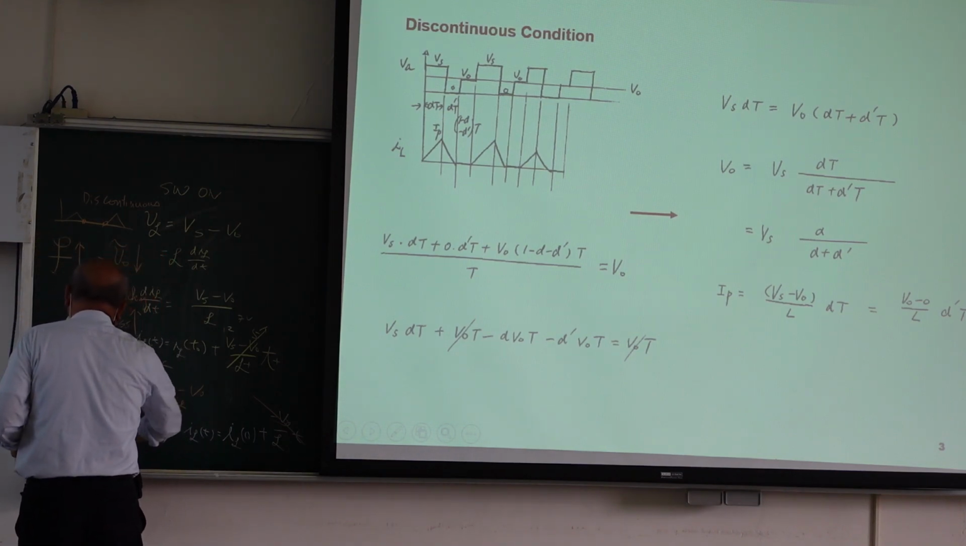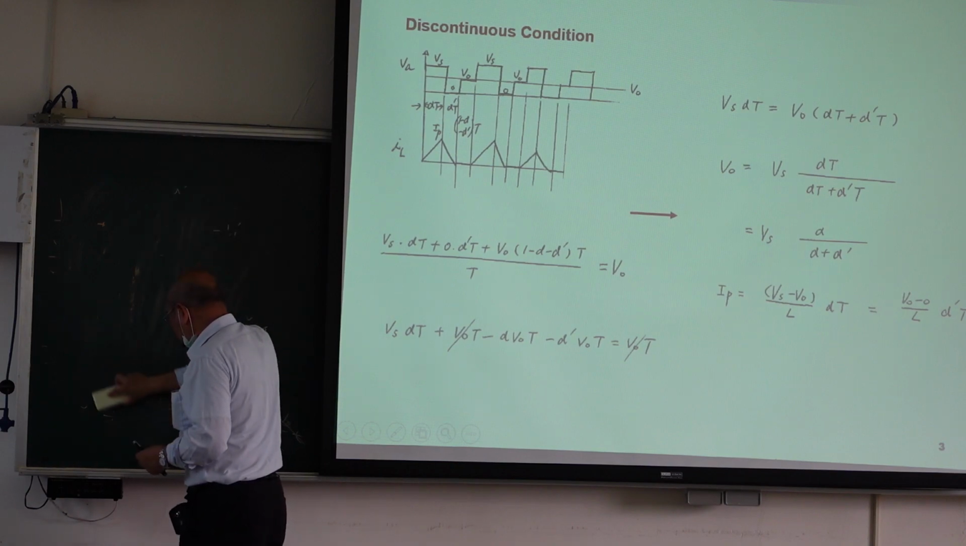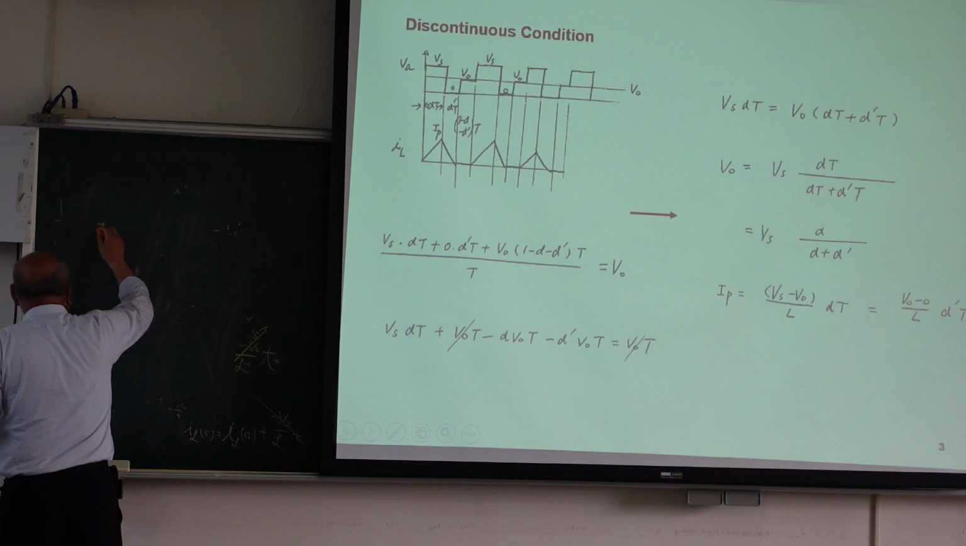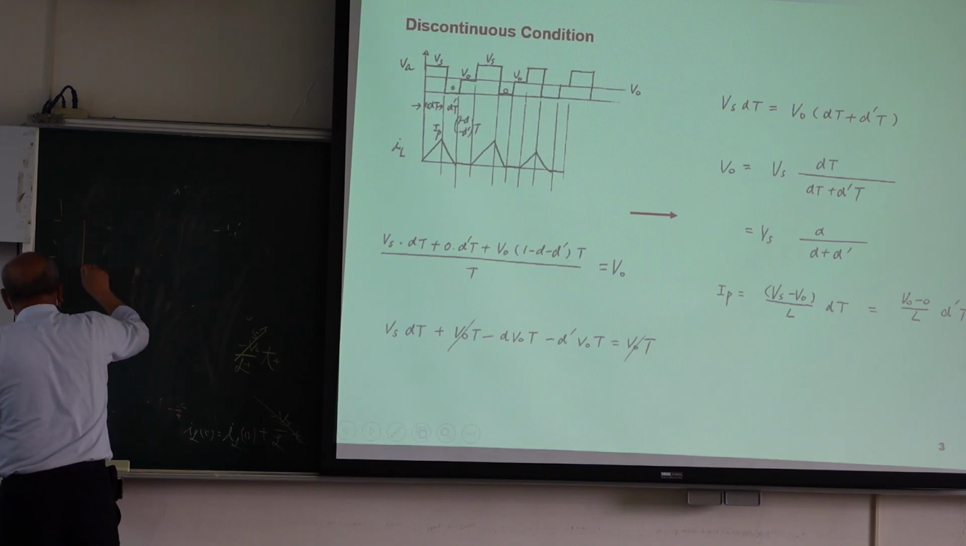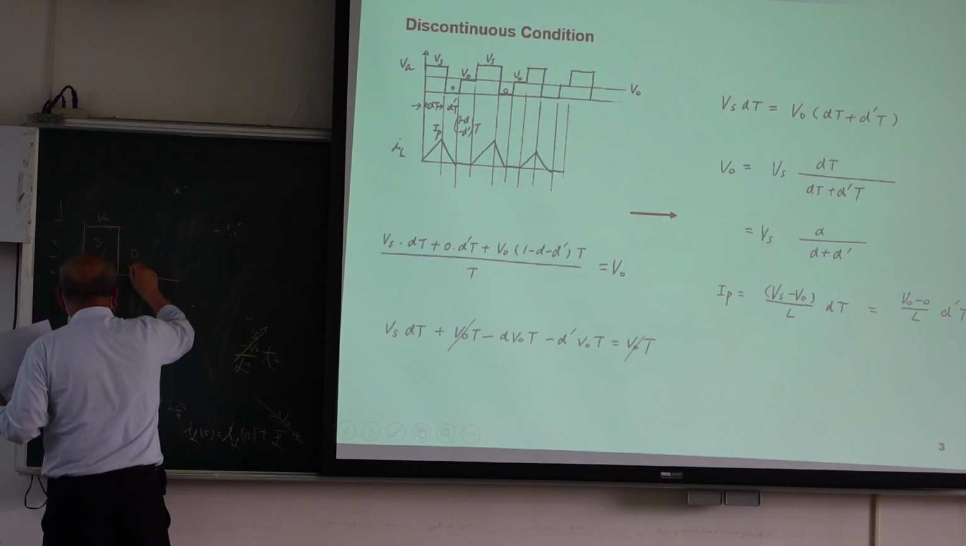How about here? Now I want to ask you one question. How about the third region? What is the problem? The problem is that now it is discontinuous. So this one is VA, which means the switch is on. This one is 0, which means the diode is on.